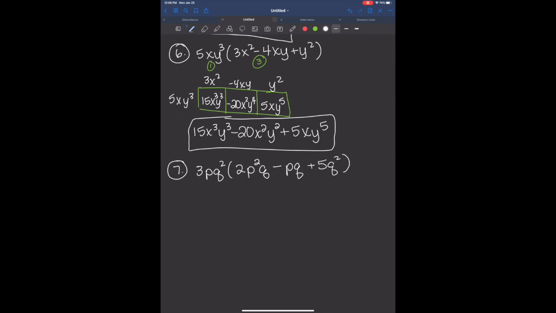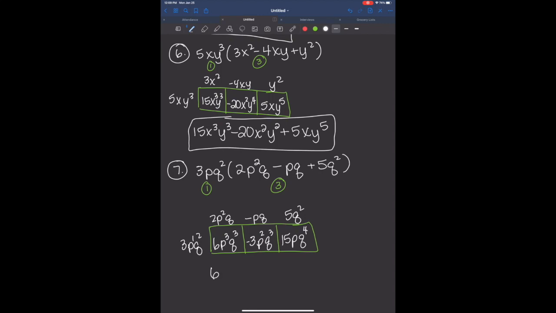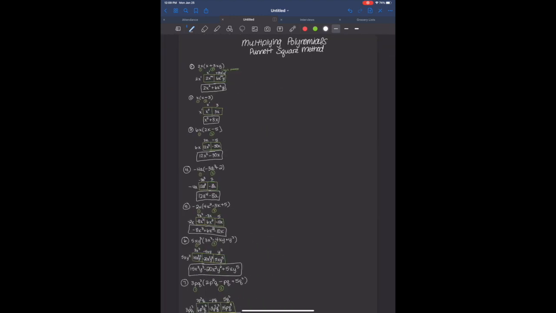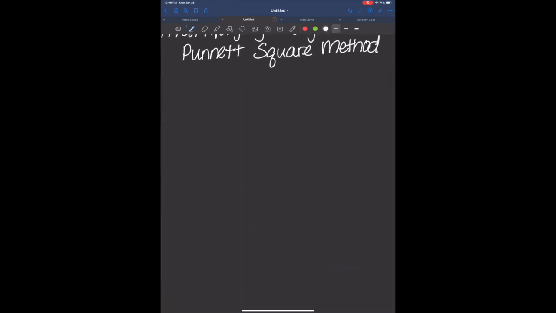Number 7, we've got 3pq squared times 2p squared q minus pq plus pq squared. That's 1x3. And in the first block, we're going to have 3 times 2, which is 6, p cubed, because 1 plus 2, and q cubed, which is because of the 2 plus 1 on the q's. For the next one, we've got a negative in front, so it's negative 3 now, and p to the 1 plus 1, q to the 2 plus 1, and 3 times 5 is 15, just a p, and then q to the 2 plus 2, and we rewrite it.